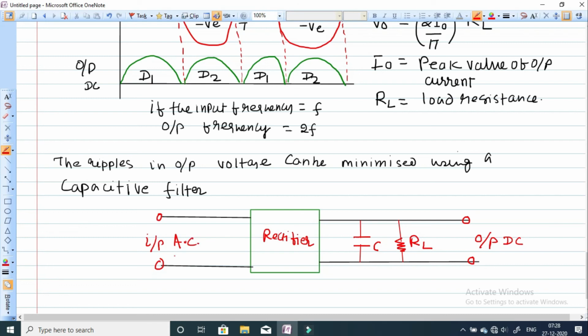So that's all for today's video. Today we have seen the working of the half wave rectifier and full wave rectifier. Thank you everyone for watching. In the next video we will study optoelectronic devices, more about the applications of diodes.